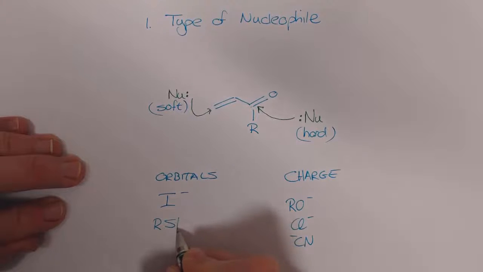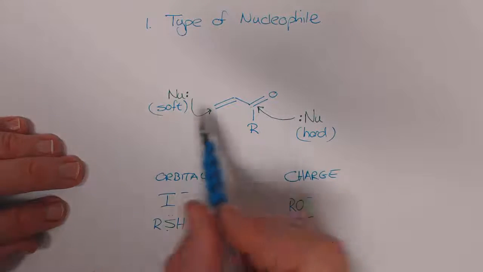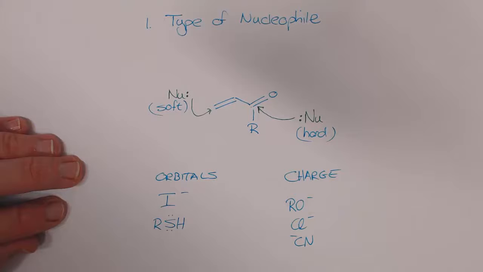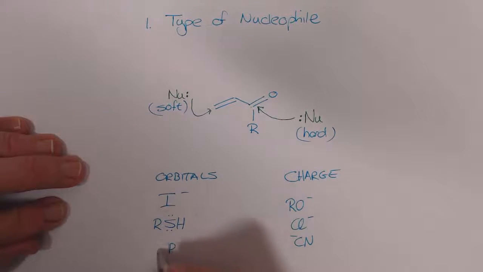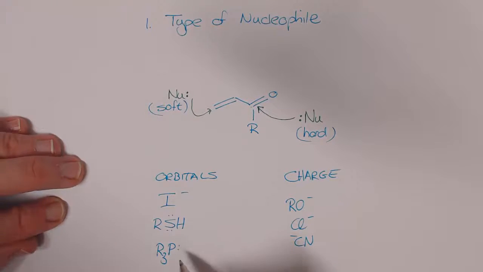Thiols are fantastic, these lone pairs of electrons there. Thiols are fantastically orbital driven nucleophiles and are brilliant at doing conjugate addition. And other atoms that you might see, for instance, phosphorus, phosphines, various other phosphorus versions, they are also so-called soft orbital-driven nucleophiles.